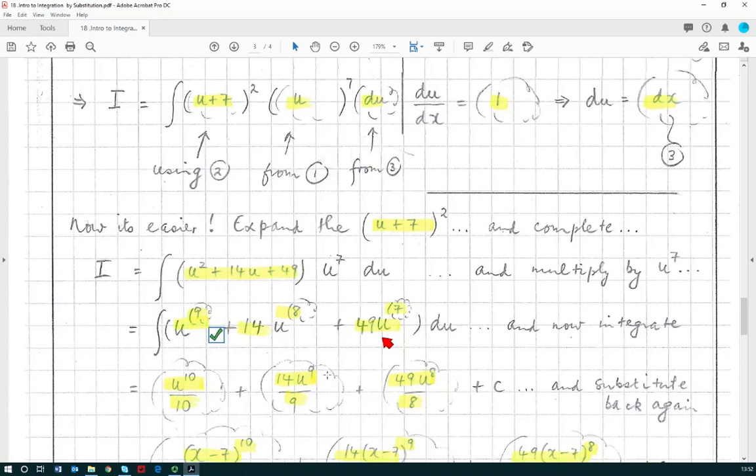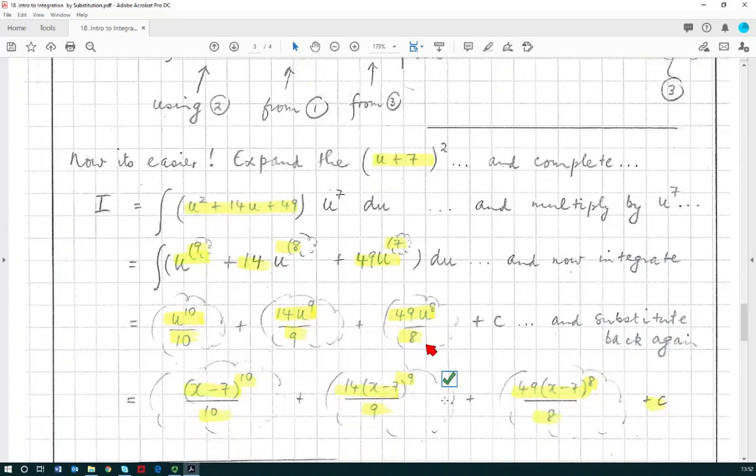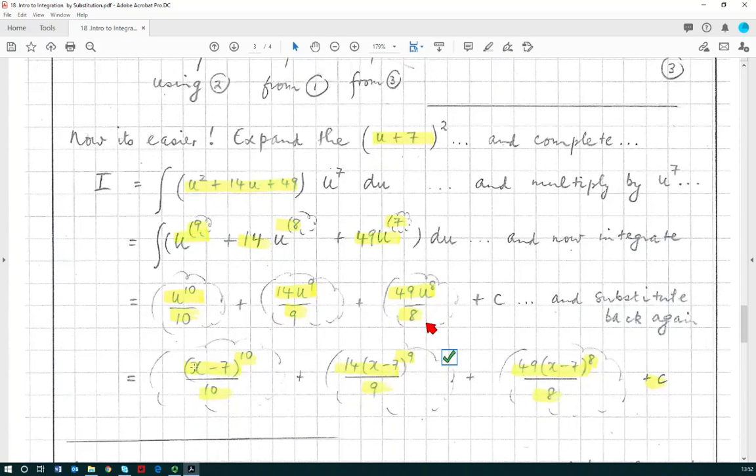The integral of u to the 9 is u to the 10 over 10. The integral of 14u to the 8, add 1 to the power, u to the 9, divide by the 9. And finally, 49, u to the 8 over 8. All we need to do is substitute back, putting u equals x minus 7, and I'll get x minus 7 to the 10 over 10.